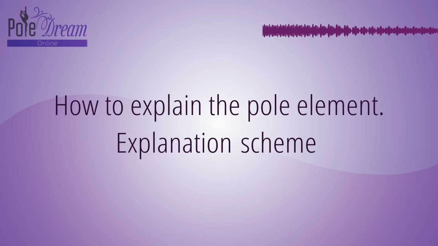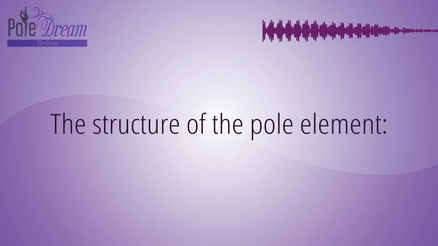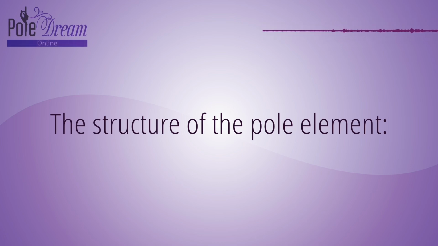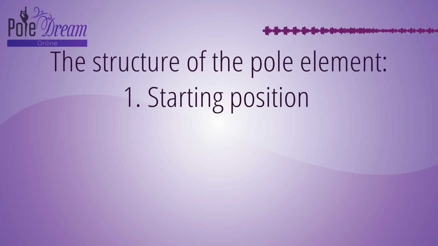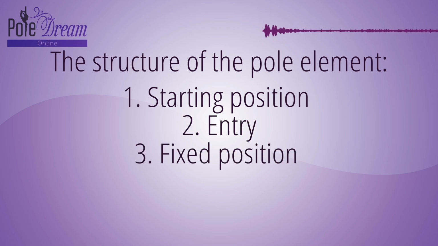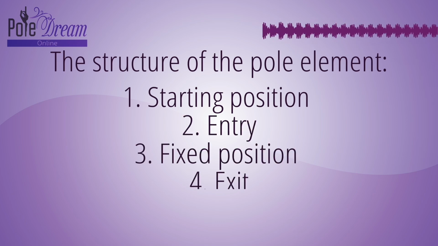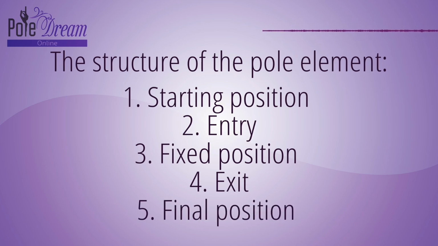So let's figure out how to explain the pole element and the explanation scheme. At first, we will start from the structure of the pole elements because we will explain it according to its structure. So let's go. First is starting position. Second is entry, third is fixed position, fourth exit, and fifth final position.